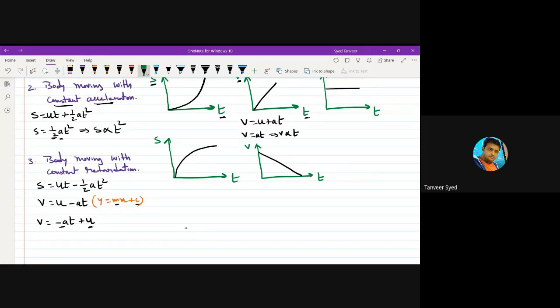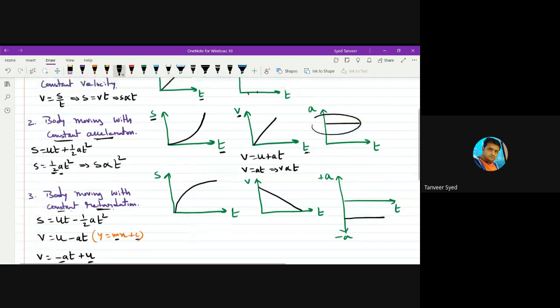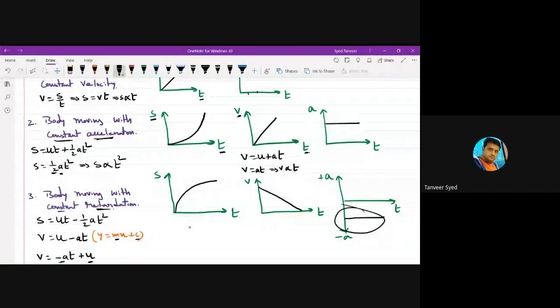Then acceleration time graph for constantly retarded motion. Retardation is negative acceleration. So this is plus a, this is minus a. How is this retardation constant? Constant means it does not change with respect to time, but it is retardation, so negative. We show it like this. The difference is that here it is on the positive acceleration axis, and here it is on the negative acceleration axis.